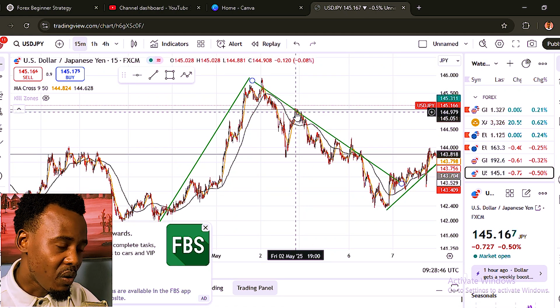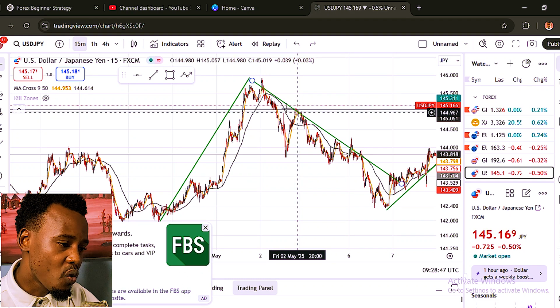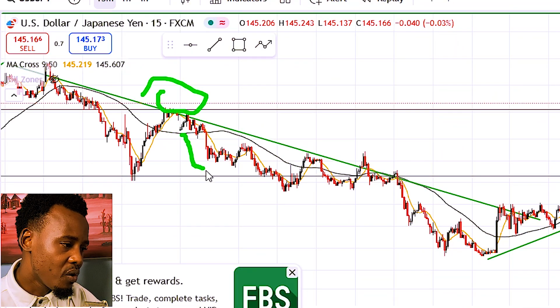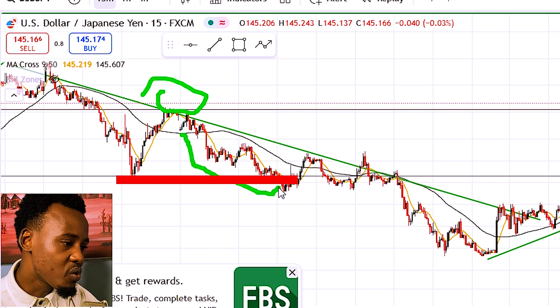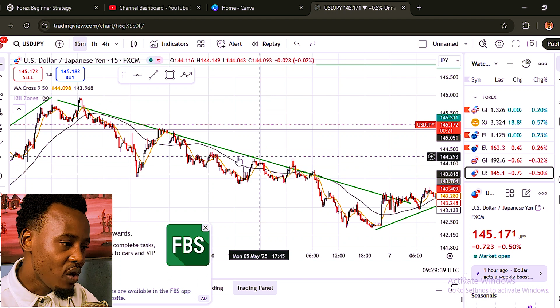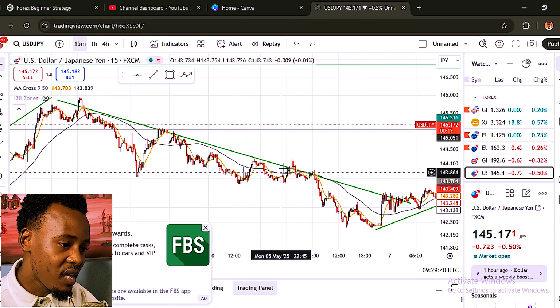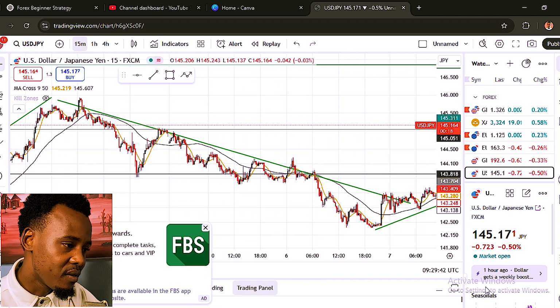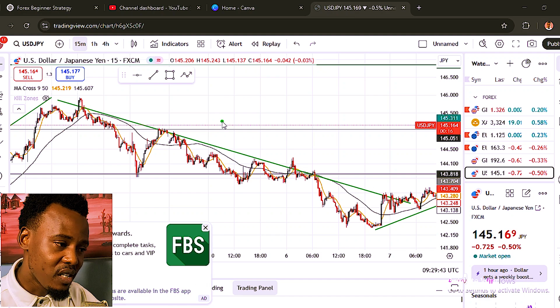Immediately it touches our trend line, it couldn't break over, and gets back down. When it gets back down, it hits that particular level again. At this time, you are supposed to take your profits at this particular space right here. Whatsoever makes this trend line break this particular level right here, that means the trend is broken.